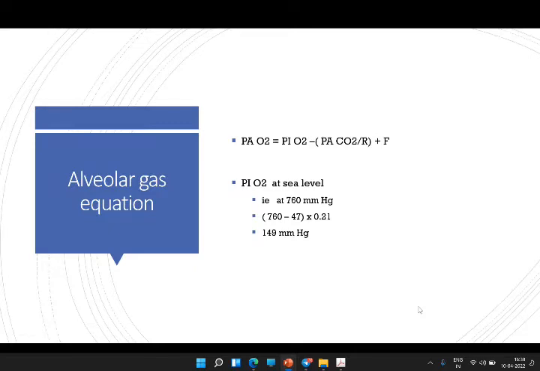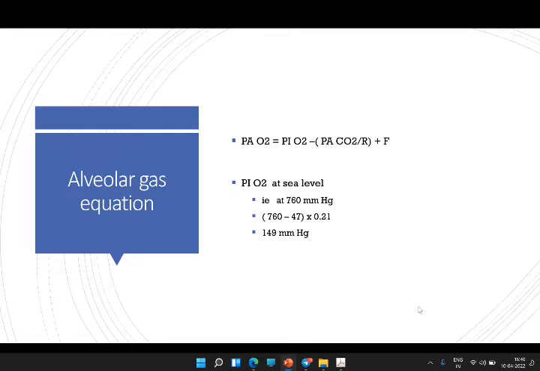At sea level, if we calculate the PiO2, it is 760 minus 47, into 0.21. That 0.21 is 21%, the fraction of oxygen. If you take 100 molecules from the atmosphere, 21 molecules will be oxygen. That is, the fraction of inspired oxygen is 21%. That is constant all throughout the atmosphere.